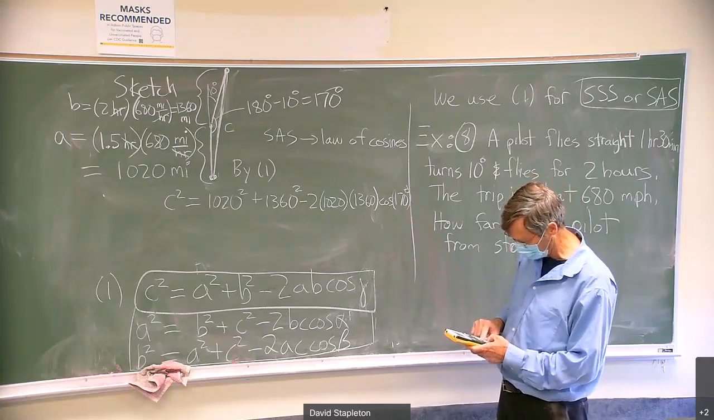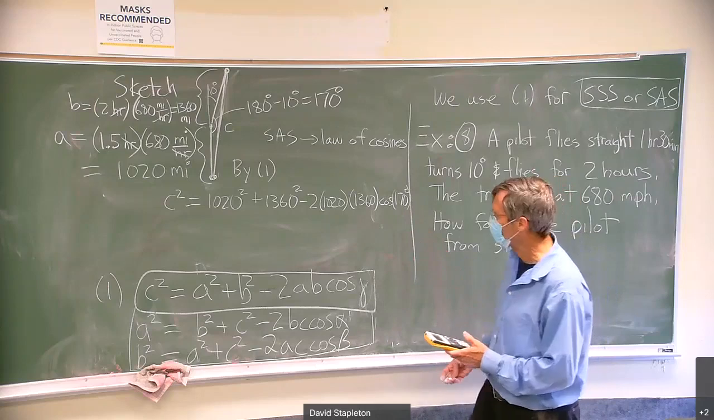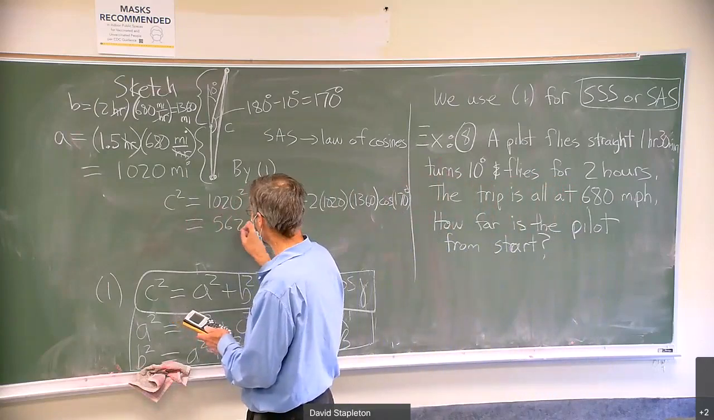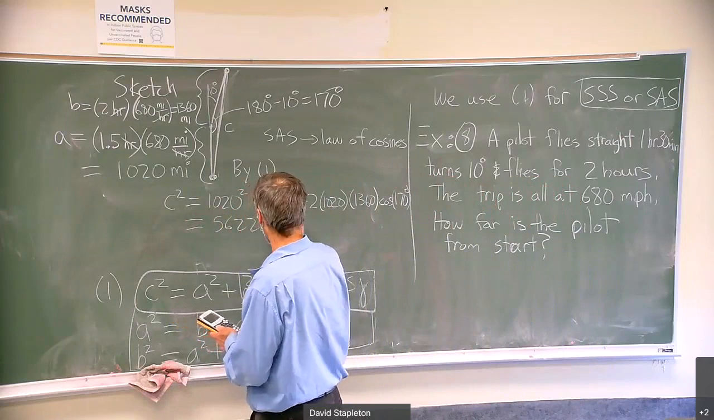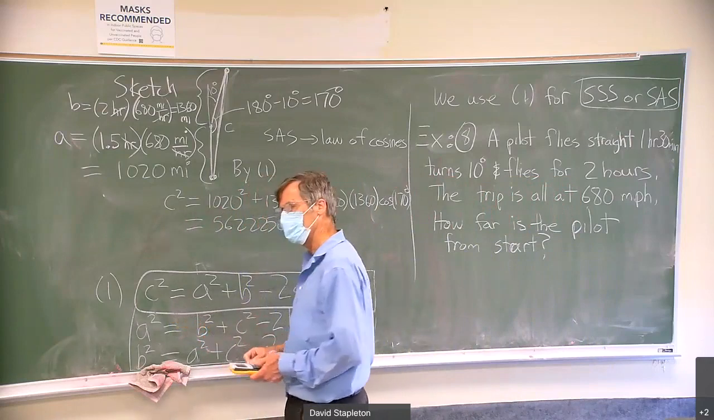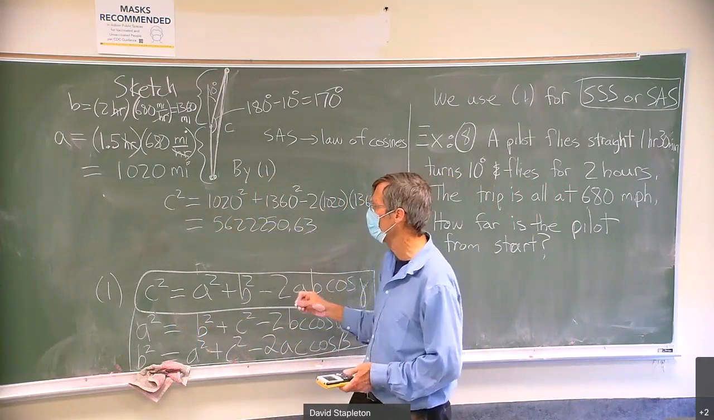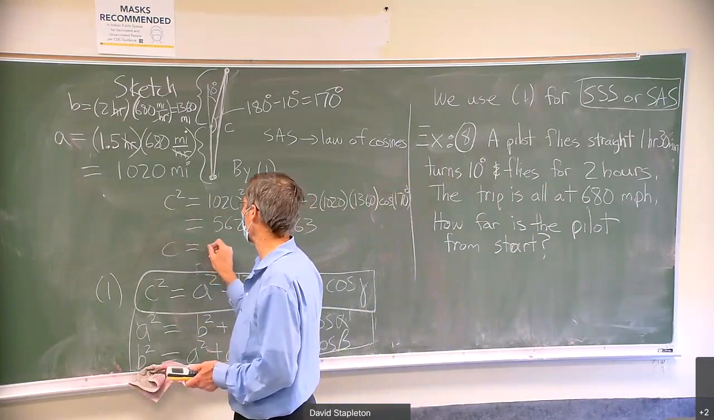You get the wrong answer, right? Cosine 170. And I get this huge number, right? 5622250.63. It's huge because it's a square of the distance. So we're not really going this far. This is the square. So C is the square root of all this.